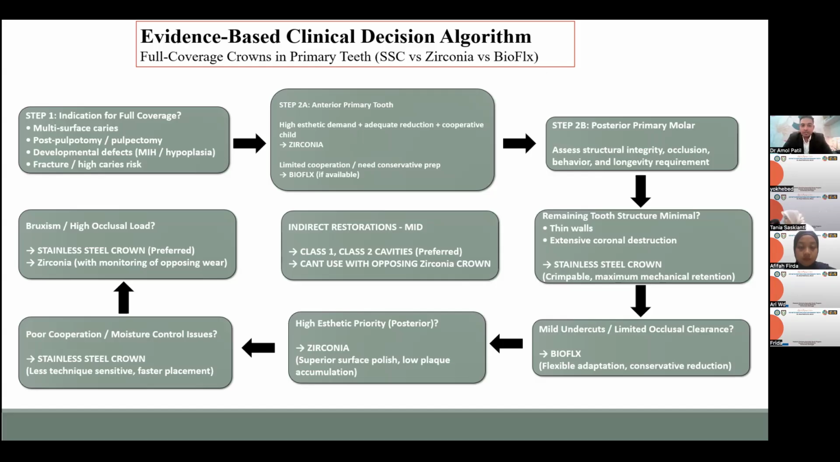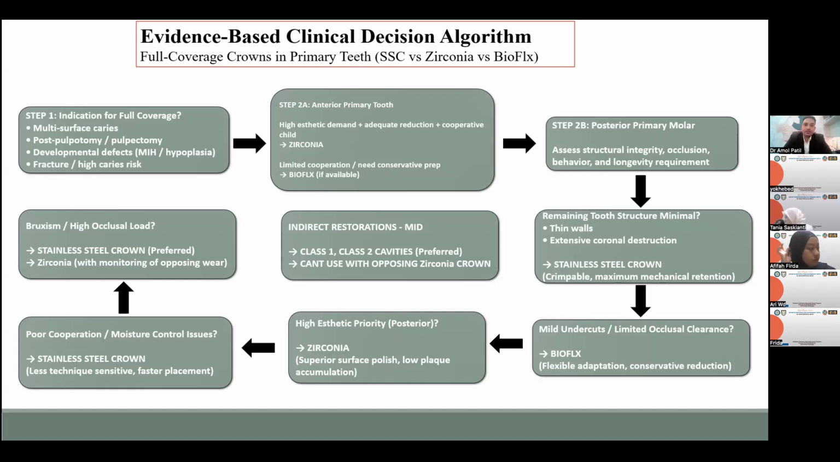And the indirect restoration is a minimally invasive option which can be used in class 1 or class 2 cavities. It cannot be used with an opposing zirconia crown because it can cause wear of the indirect restoration. Zirconia crowns can also cause wear of the opposing tooth structure. This is a resin indirect restoration, so it can also wear through. Till now we have not seen that, but there is a possibility.